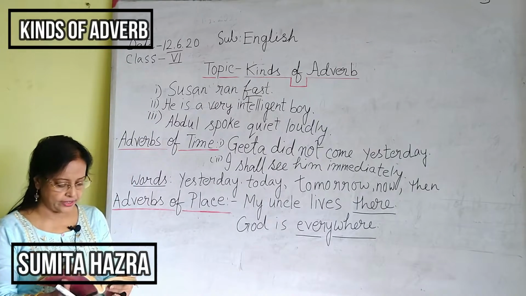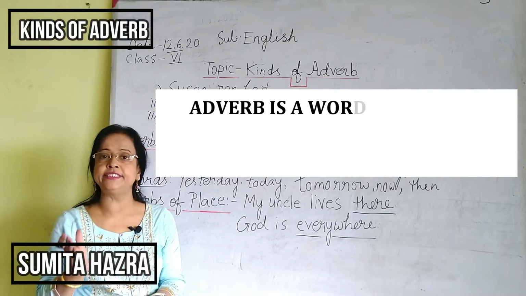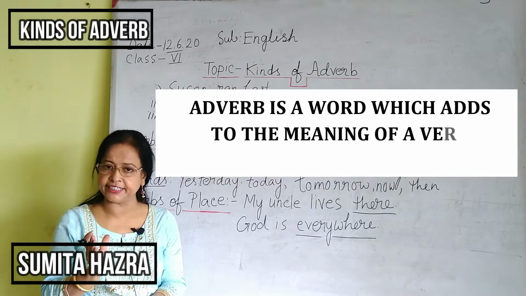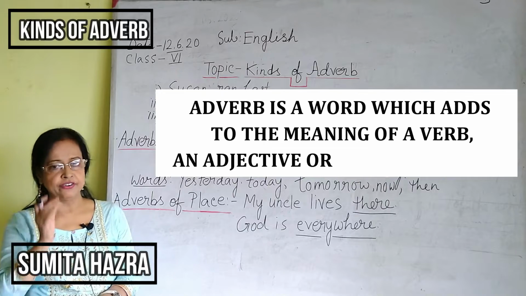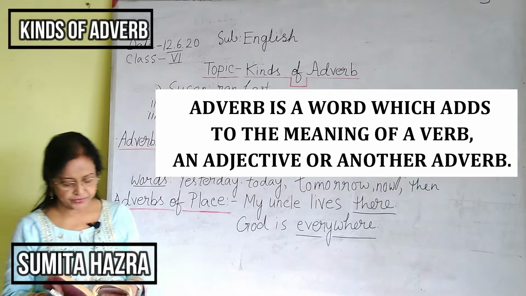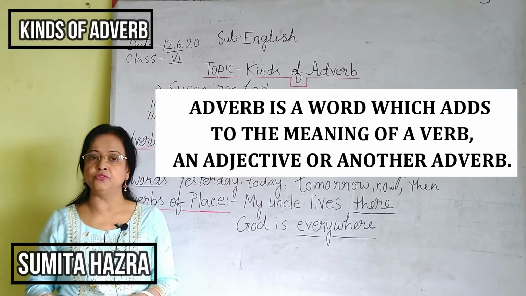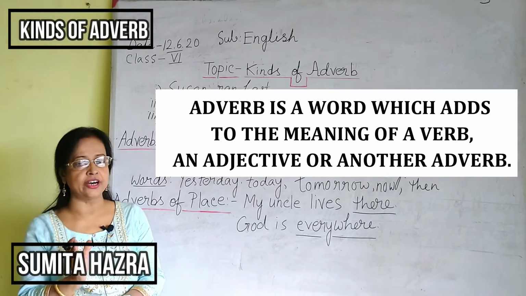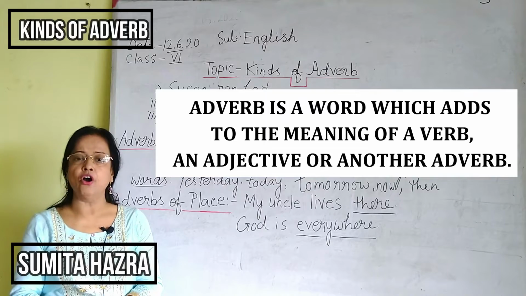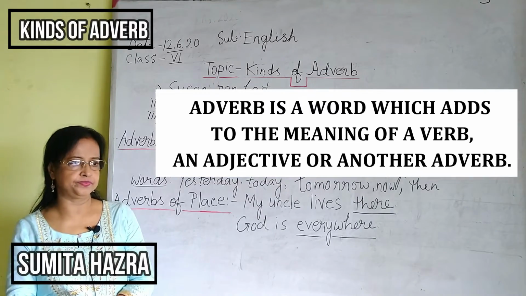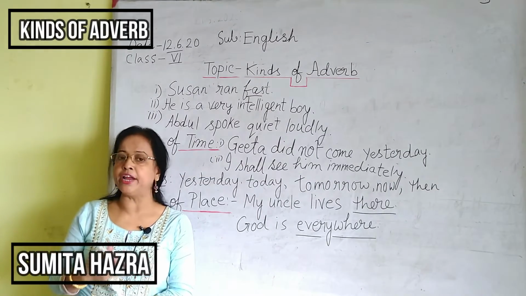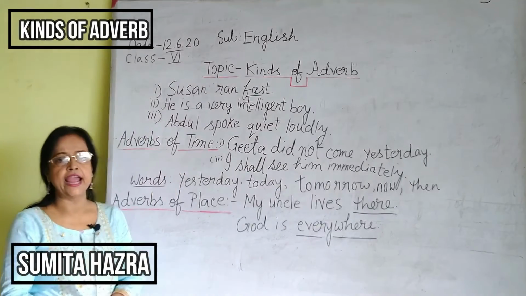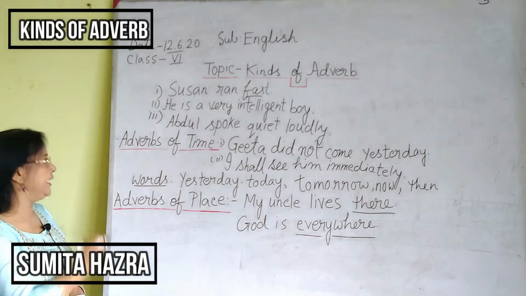An adverb is a word which tells us something about the verb, adjective or adverb. Again I am telling, an adverb is a word which adds to the meaning of a verb, adjective or an adverb. Now I am going to explain adverbs of time and adverbs of place.